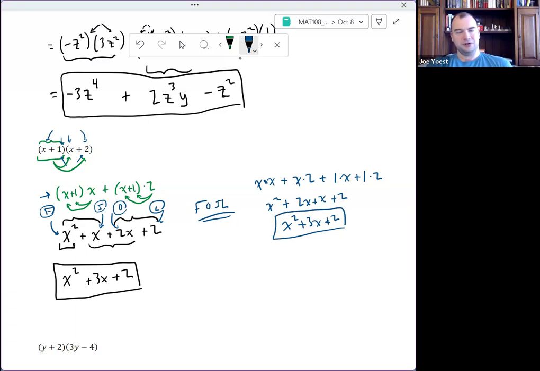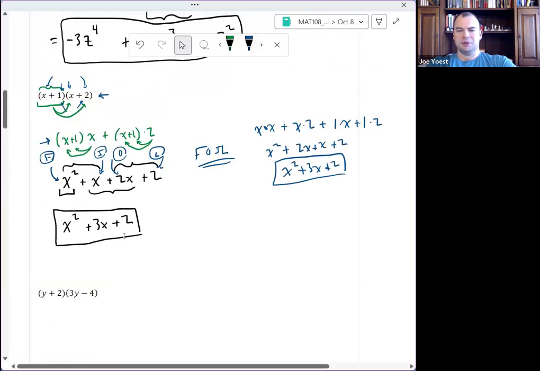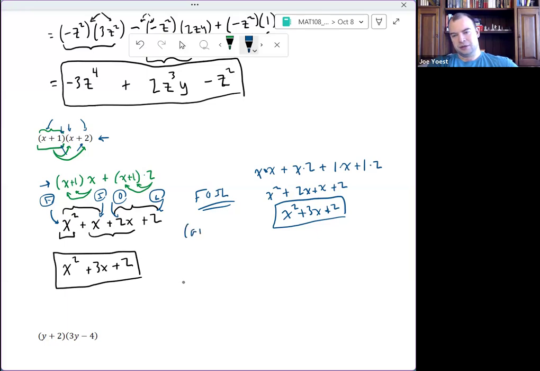So I don't really have an aversion to the FOIL method as long as we realize its limitations, as long as we realize that it really only handles special cases that look like this and not more general cases. We can make it handle more general cases. We might discuss that a little bit later. But when we try to force it to handle more general cases, it just ends up getting kind of messy. So I think that might be people's aversion to it, but I don't have a problem with it. So FOIL is best applied to the scenario where we have something like this, binomial times binomial.